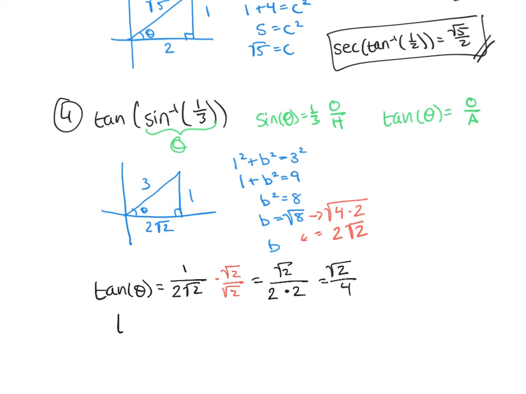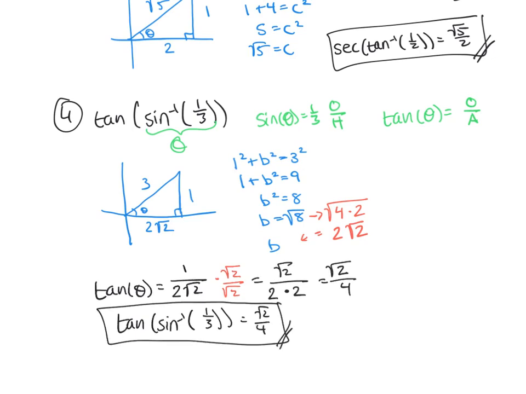So overall, we can say that tangent of sine inverse of 1/3 is equal to the square root of 2 over 4. Overall, not too tricky. I just wanted to remind you about rationalizing the denominator.